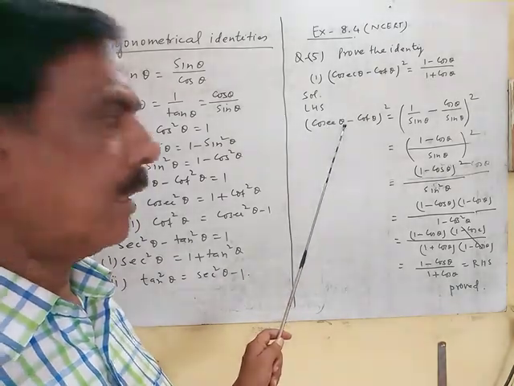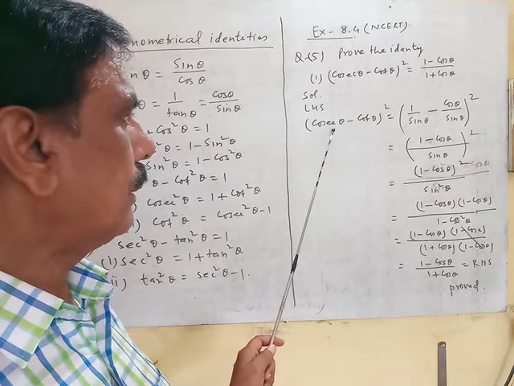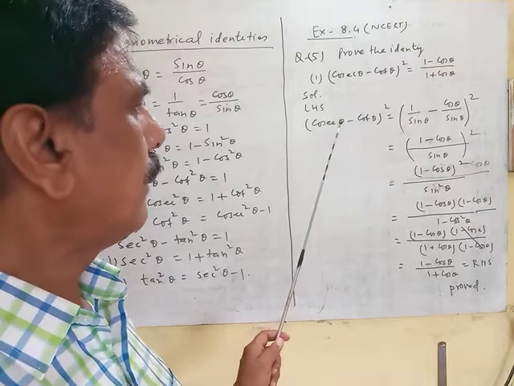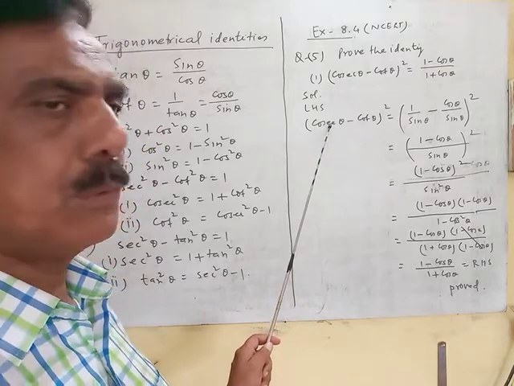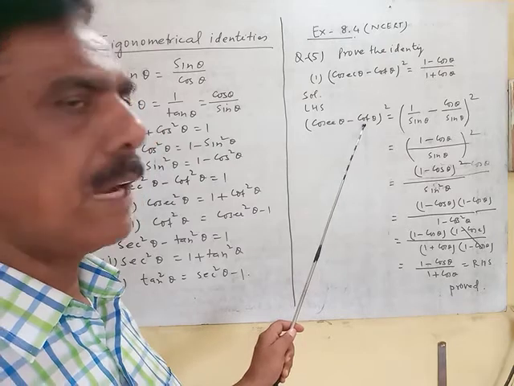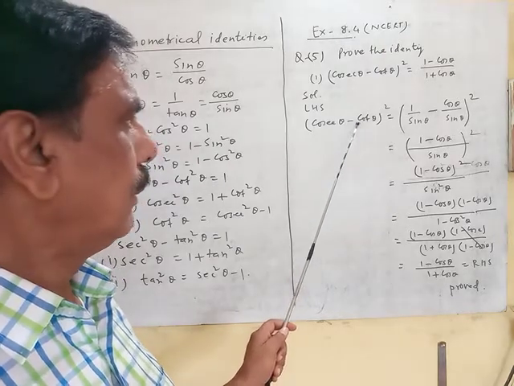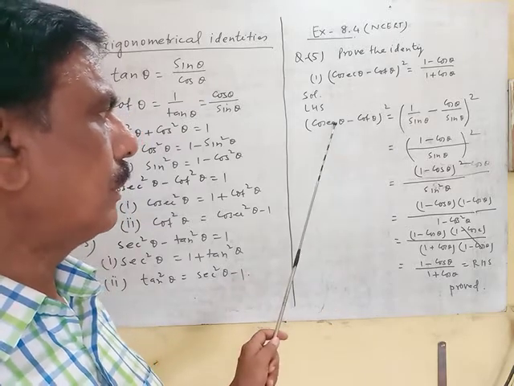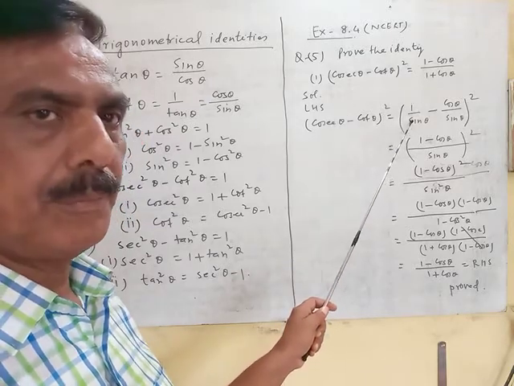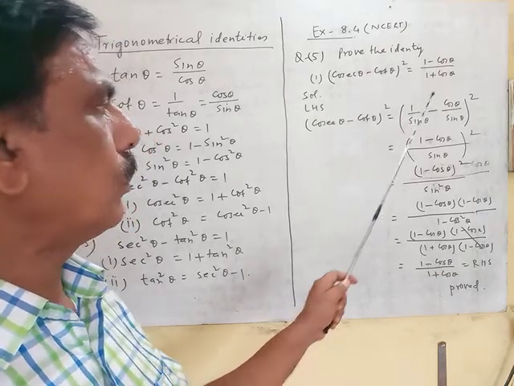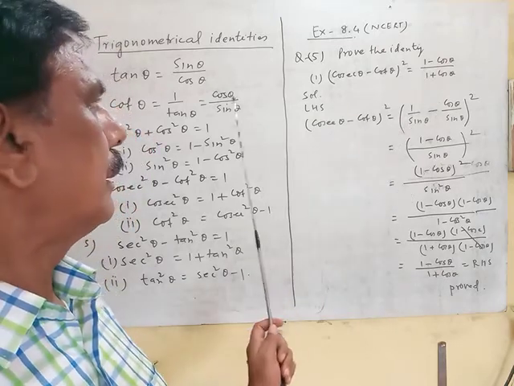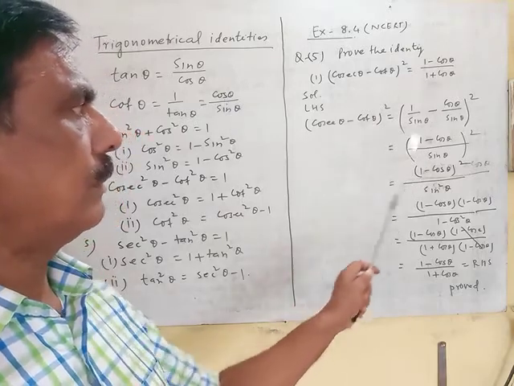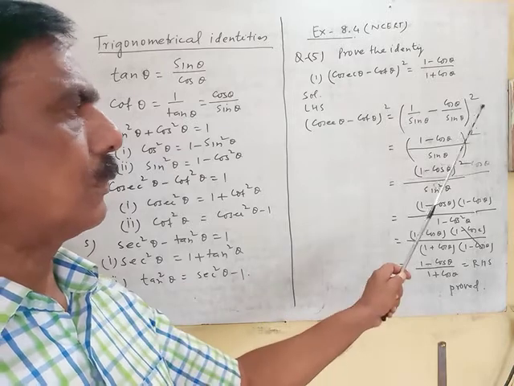So (cosec theta minus cot theta) whole square. Now change cosec into sine and cot into cos and sine. Cosec theta is equal to 1 by sin theta, and cot theta is equal to cos theta by sin theta. So it is (1 by sin theta minus cos theta by sin theta) whole square.